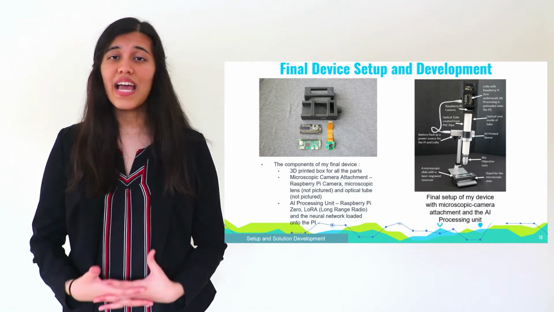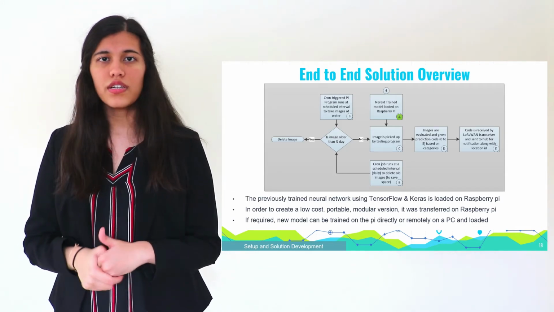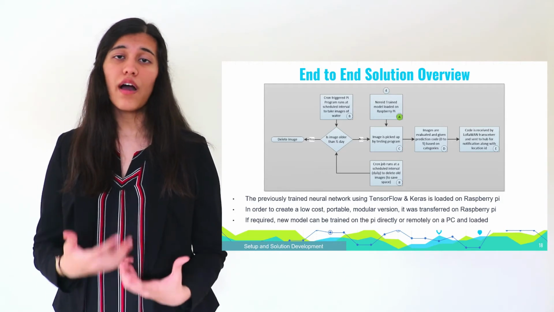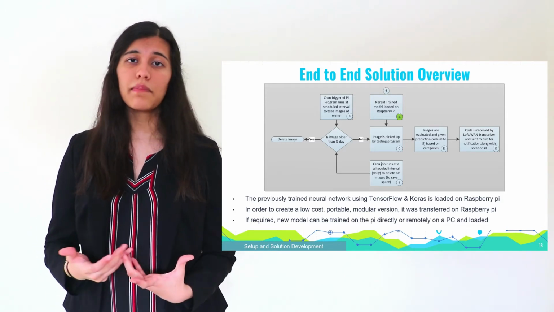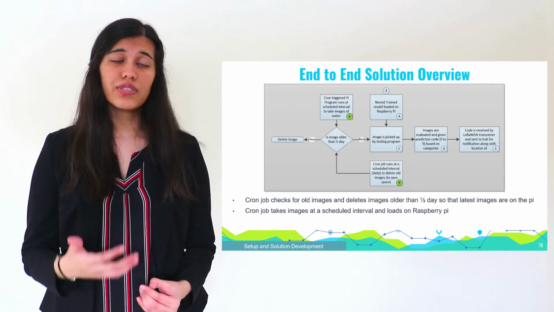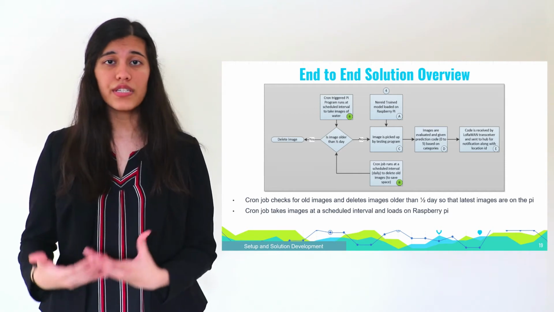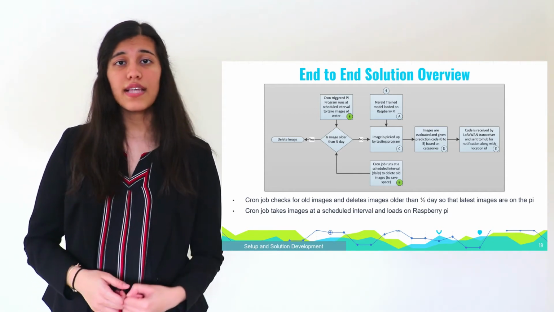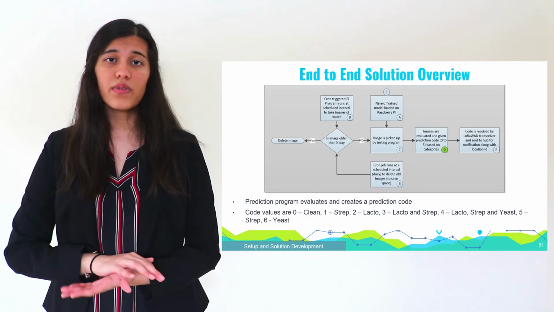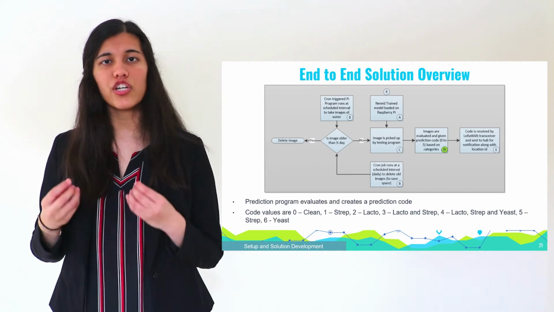Now here's the end-to-end overview of my solution. Firstly, the neural network is loaded onto the Raspberry Pi. This is to ensure a portable and modular version of the neural network that can directly be implemented into the water pipes. Then, a cron job is scheduled to take images of the microscopic water samples at certain times. This image is then sent to the neural network for processing. The neural network then provides us with an output, and the output is converted into a contamination code.